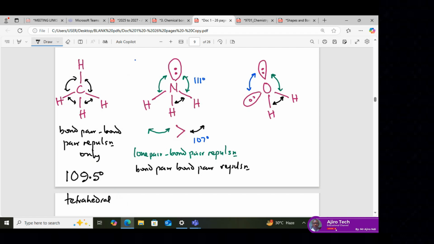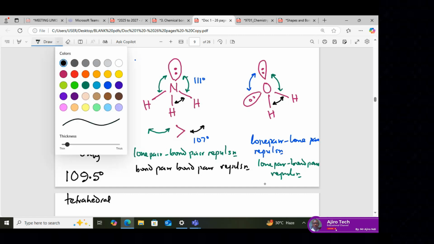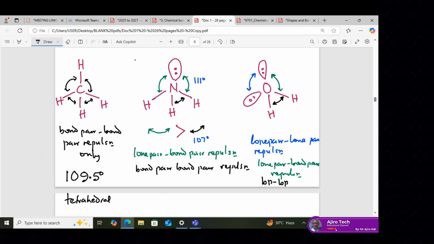Both lone pair repulsion, then bond pair repulsion. And the last one, we have lone pair repulsion, which is greater than what? Lone pair-bond pair repulsion, which is now greater than what? Bond pair repulsion. Can you see now?